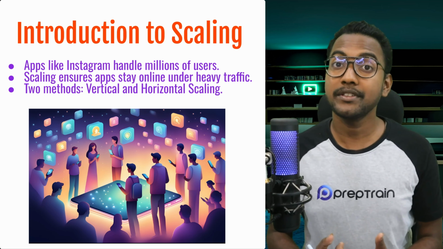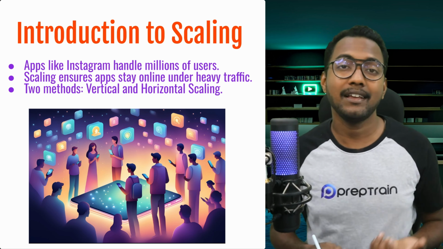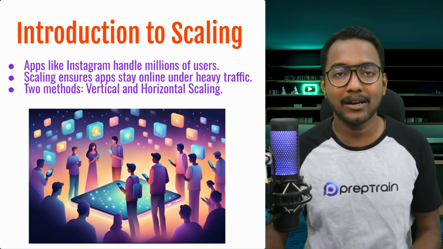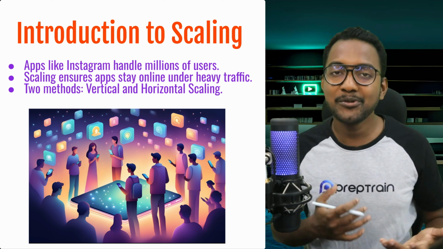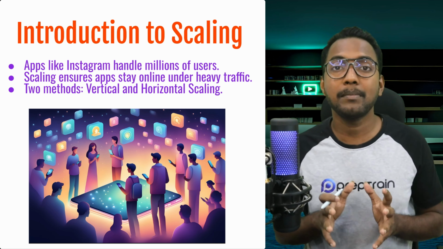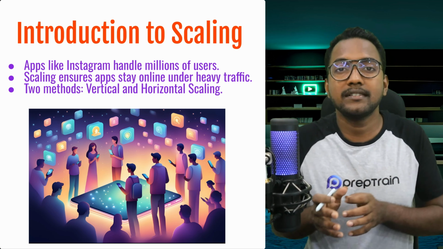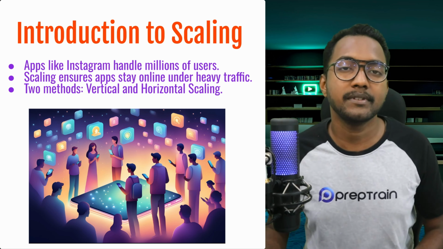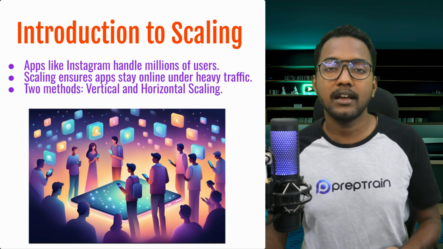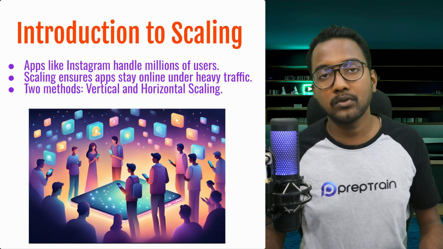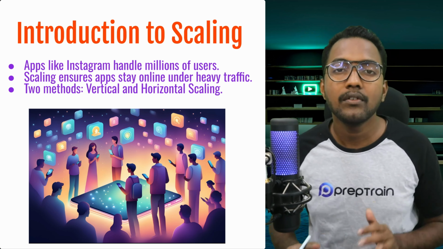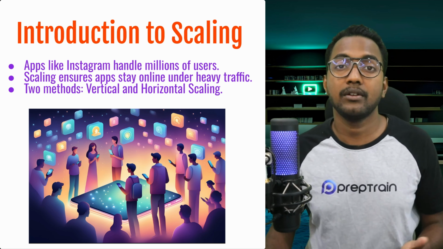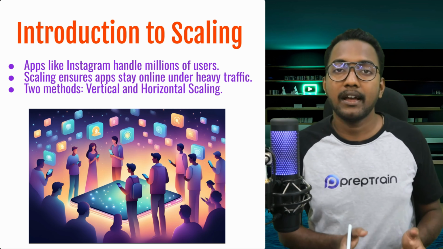Now there are two major ways to scale an app: vertical scaling and horizontal scaling. Don't worry if the terms sound technical right now, we will break them down with a relatable example very soon. Vertical scaling involves increasing the power of an individual server, while horizontal scaling is about adding more servers so that the load can be shared. Each approach has its benefits and limitations, and as we move forward, we will explore how they work in real world scenarios. For now, let's just keep in mind that scaling is what keeps apps like Instagram online no matter how many users are active simultaneously.